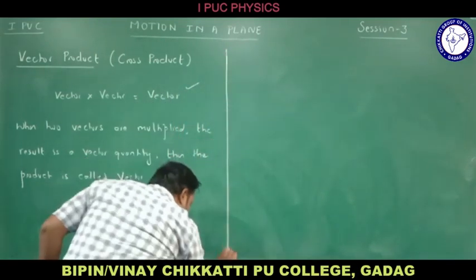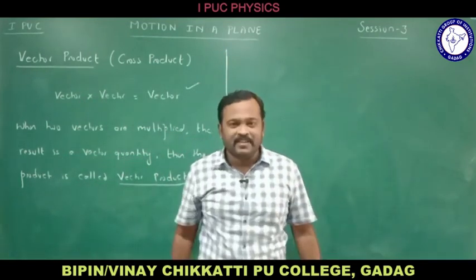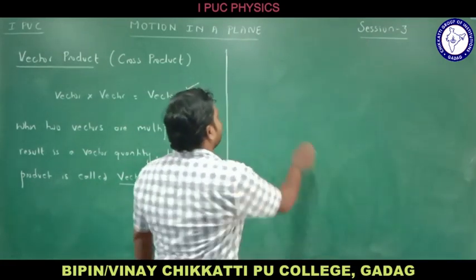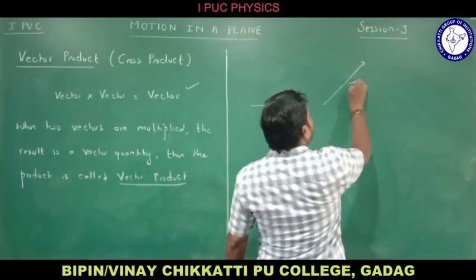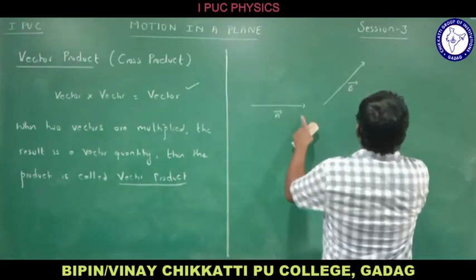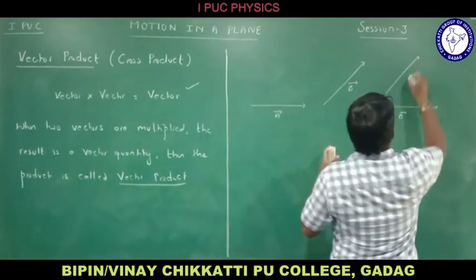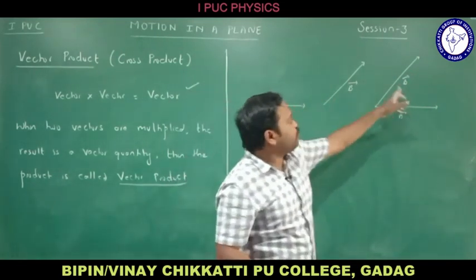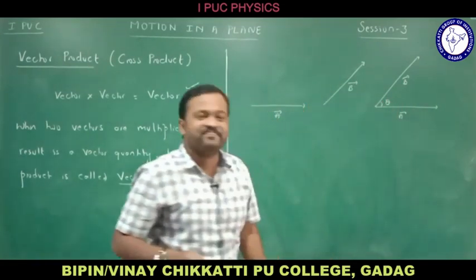I will be using the same process which I had used for scalar product, the same steps, so you can differentiate between the scalar and vector products now. Let me take this as vector A, and this as vector B. Let me bring them together so that the angle is formed between these two vectors. I bring A this side, B this side. These are equal vectors now. Let me take the angle between A and B as theta.